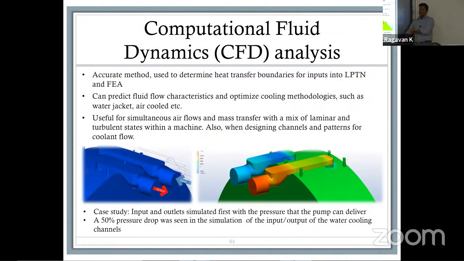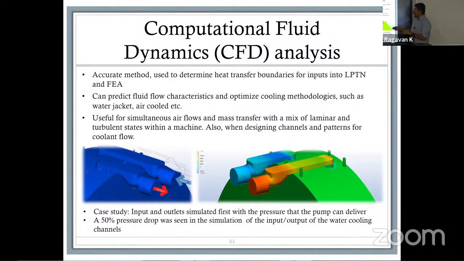So the CFD analysis, computational fluid dynamics, is what we used. We actually did this for one of our race cars that we have built, and it's a very accurate method. It specifically allows you to determine heat transfer boundaries into the LPTN method and into FEA. It can tell you the fluid flow characteristics, and it can optimize your cooling methods, right?